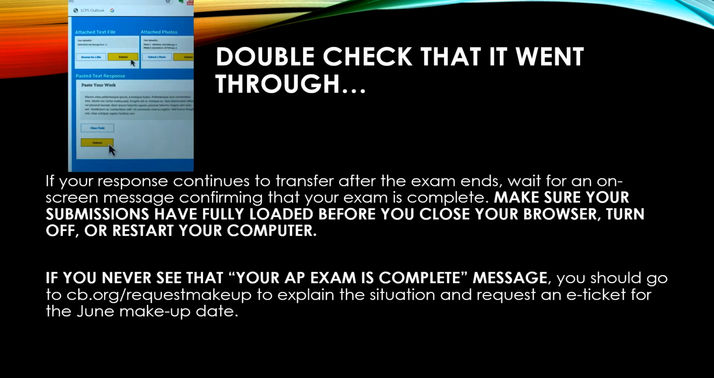You want to double check that it went through. If your response continues to transfer after the exam ends, you must wait for an on-screen message confirming that your exam is complete. Make sure submissions have fully loaded before you close your browser, turn off, or restart your computer. And if you do not see the Your Exam is Complete message, you should go to cb.org/request-makeup to explain the situation and request an e-ticket for the June makeup date.